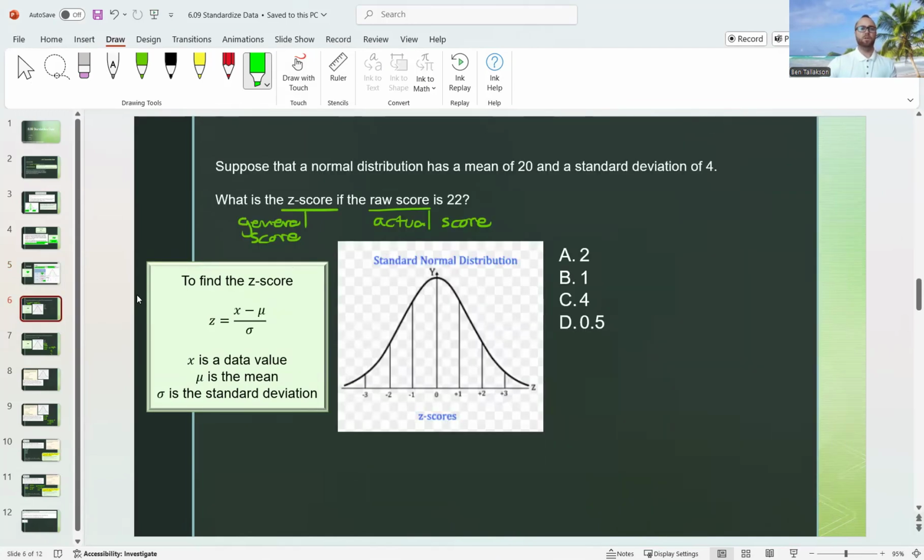Now it's time for you to practice. Suppose a normal distribution has a mean of 20, standard deviation of 4. They want to know the z-score if the raw score is 22. Give it a try.